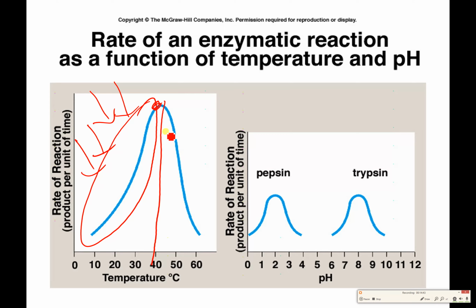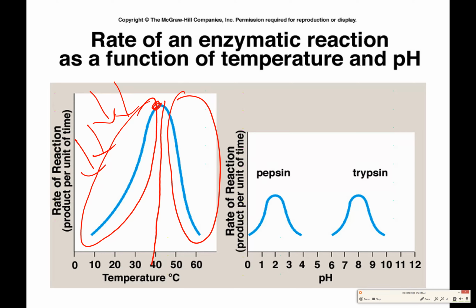But if the temperature of the environment exceeds the optimum temperature, notice the rate also slows down. Even though the enzymes and the substrates are moving faster, what ends up happening when you exceed the optimum temperature is that the shape of the enzyme starts to change, and that's called denaturation.